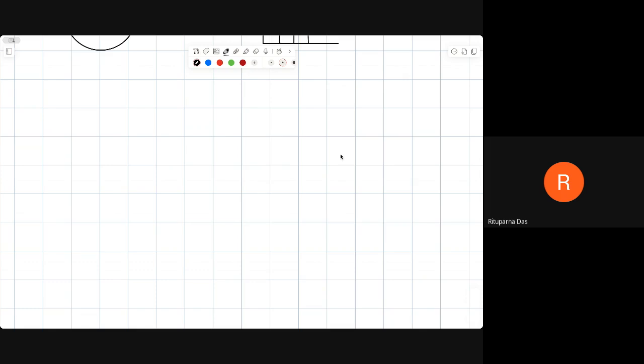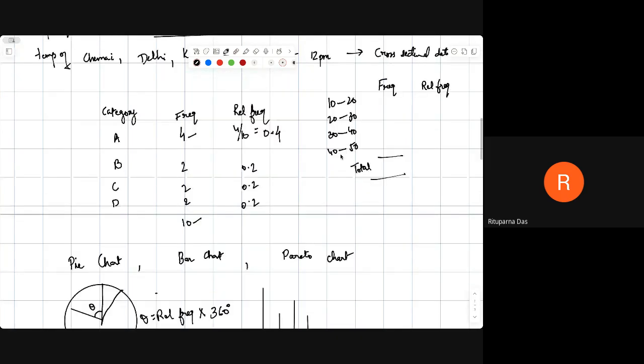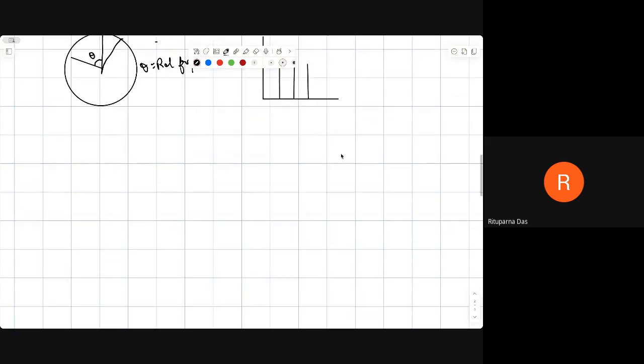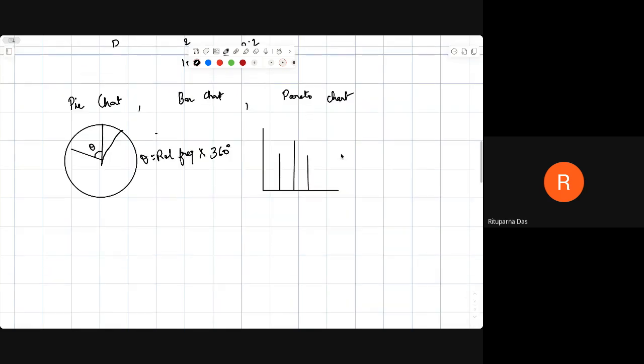Mode is basically the most common category. So here for example, the mode of this given data is category A, because category A happens most frequently, so mode is the most frequently occurring category. Mean is the average. We find mean for the numerical data, when we say bimodal and multimodal data. Okay, let me copy this.